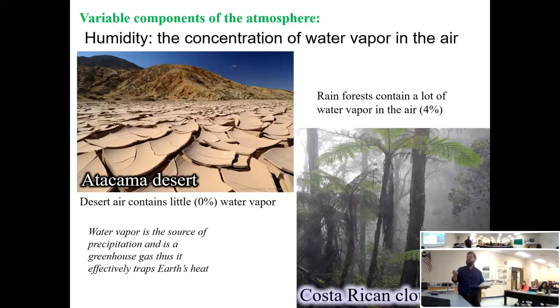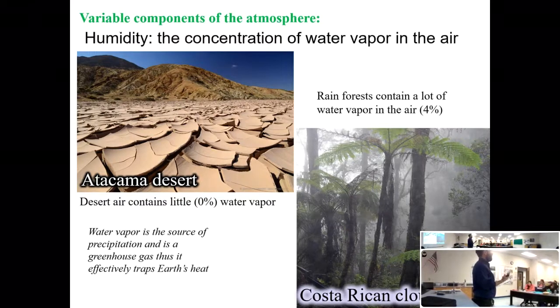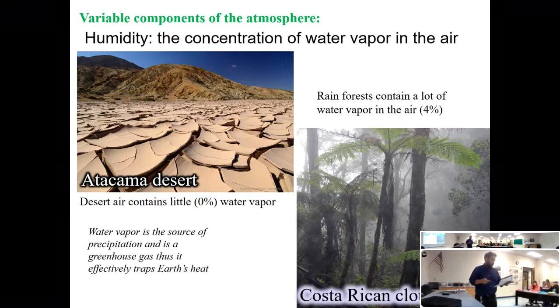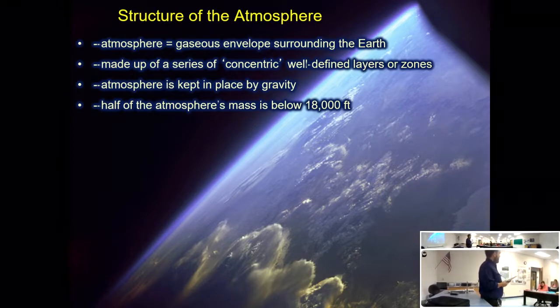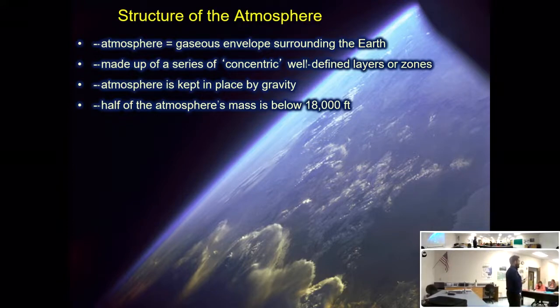So that term humidity, you've probably heard that before. That literally is the concentration of water vapor in our atmosphere. Okay. So the atmosphere, like I said, it's just that gaseous envelope that surrounds the Earth. That's what the atmosphere is. It's just the gases that surround the Earth. It's the part of the Earth that is a gas, right? Predominantly a gas.